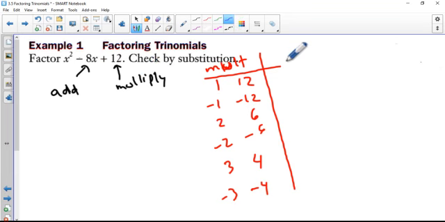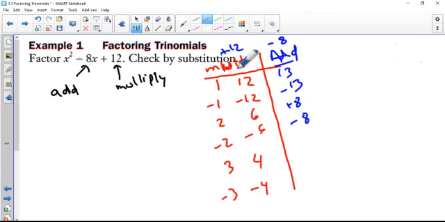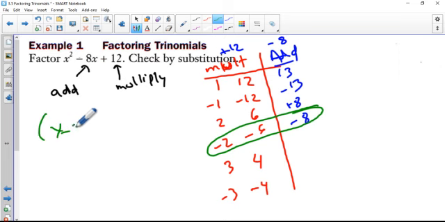So now we need to find which ones add to give us minus 8. So all we're going to do is add these. We get 13, minus 13, plus 8, minus 8. So now that we've got a value of minus 8, we found our solution. Therefore our factors will be x minus 2 times x minus 6.